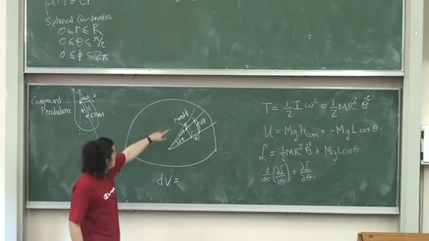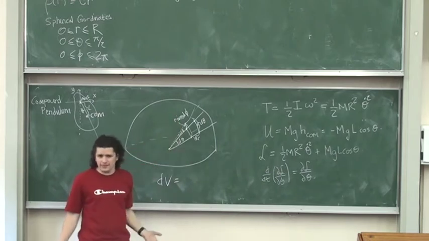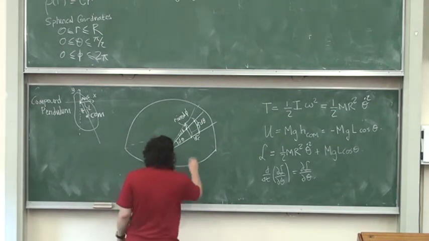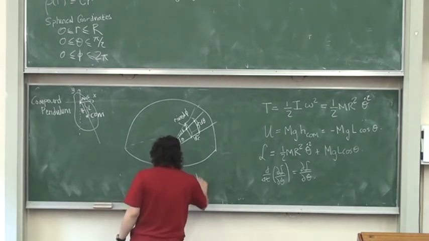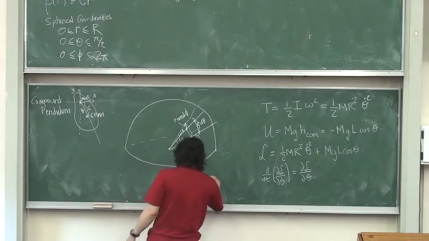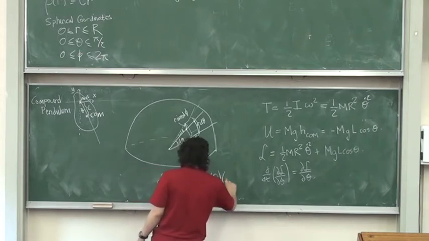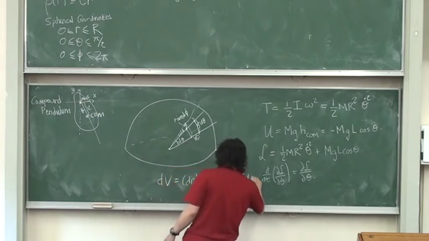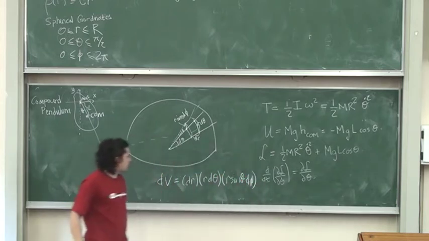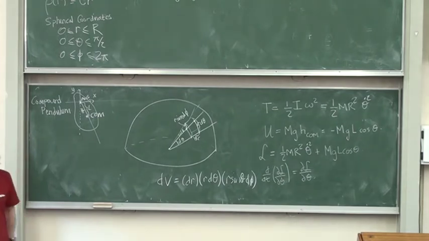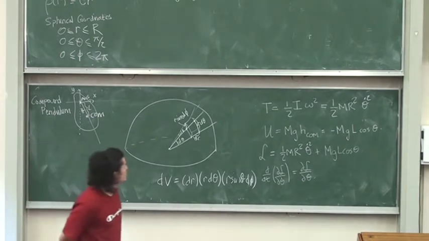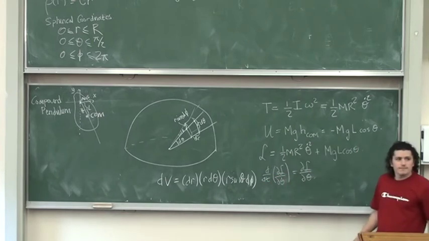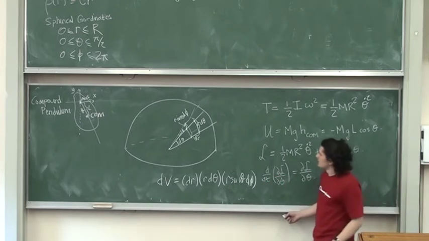When you want the little piece of volume, dV, it's very easy to compute. It's simply the product of the side lengths, because this is a little box. So the product of the side lengths is dr times r d theta times r sine theta d phi. And that's exactly r squared sine theta dr d theta d phi, which is the thing we've written up there.